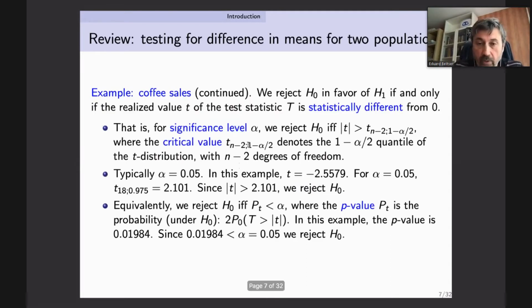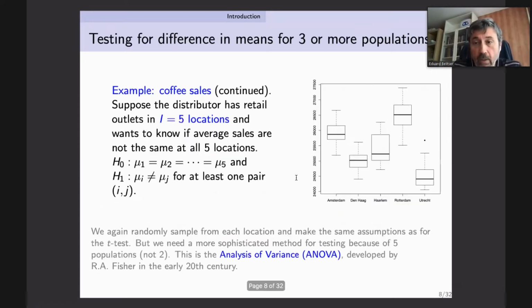Okay, that number you substitute here, you compute this probability, and that probability turns out to be 0.019, so it's 0.02 approximately, and this is less than 0.05, so the p-value is very small, smaller than 5%, and therefore you reject H0. That's just an equivalent way of doing the same thing which we did before by comparing to the quantile. Okay, so that's it.